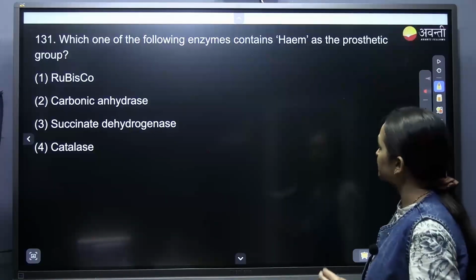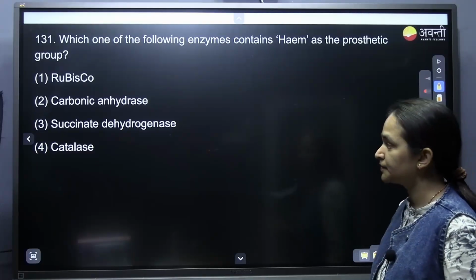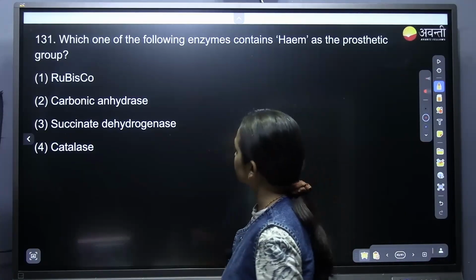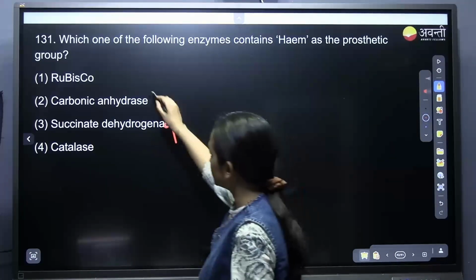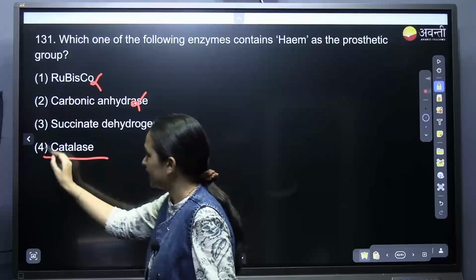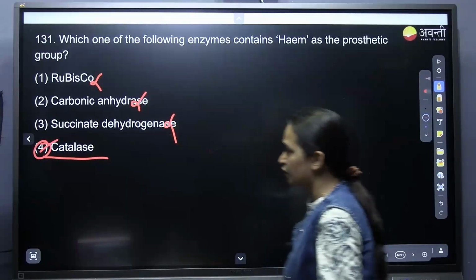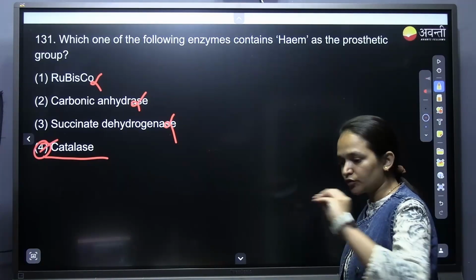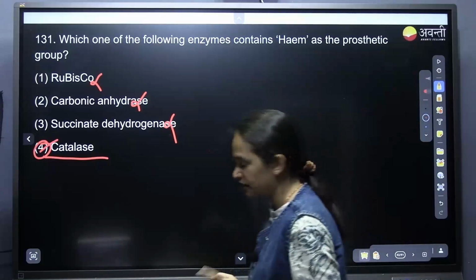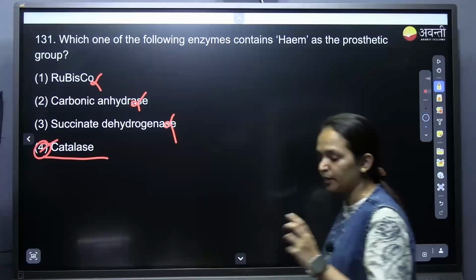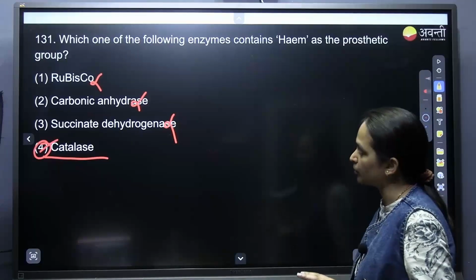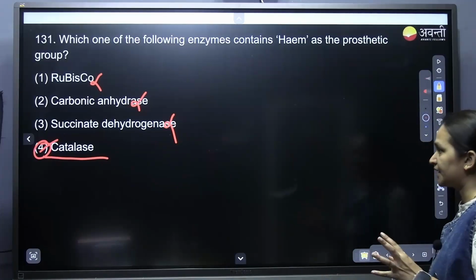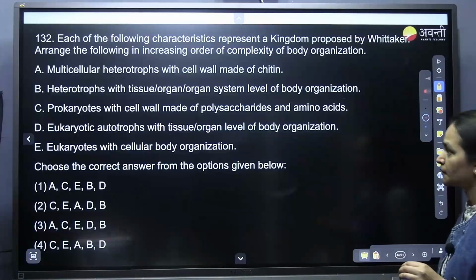Which of the following enzymes contain heme as a prosthetic group? Succinate dehydrogenase? No, not succinate dehydrogenase, not carbonic anhydrase, not rubisco. It is actually catalase. Peroxidase, catalase have heme as a prosthetic group, directly taken out from the NCERT line, in the cofactors subtopic in biomolecules. Okay, revise. Yes, it is catalase. Option 4 as the right answer.